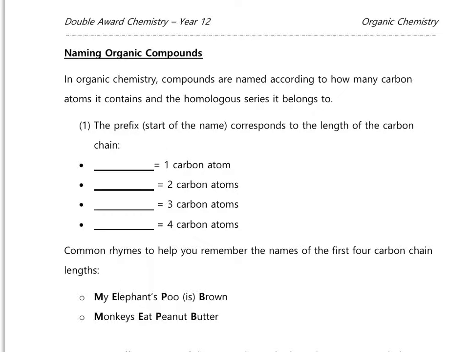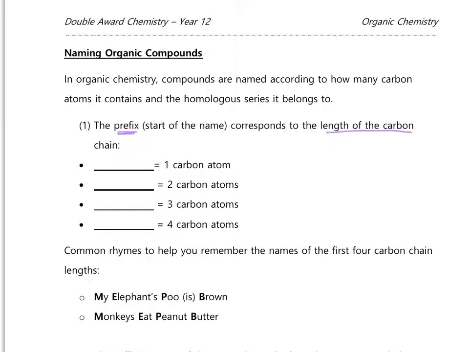So in organic chemistry, compounds are named according to how many carbon atoms it contains, and then the ending of the name refers to the homologous series that it belongs to. Okay, so you'll have met this part in the alkanes video, but the little prefix, the start of the name, corresponds to the length of the carbon chain. So that's how we start off our name.